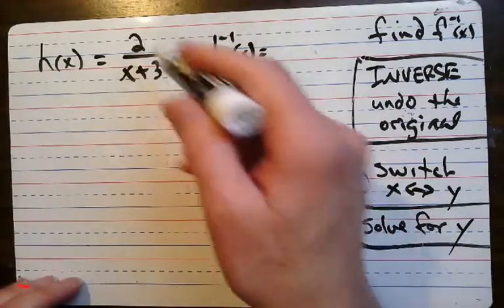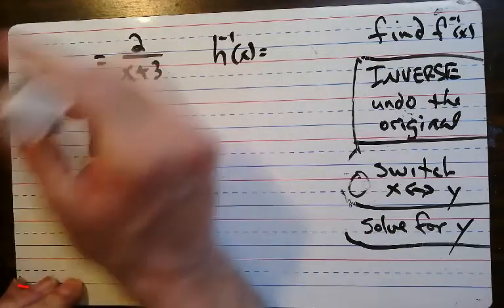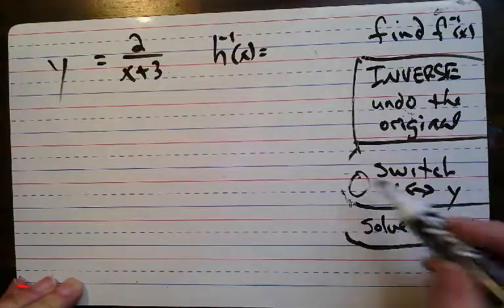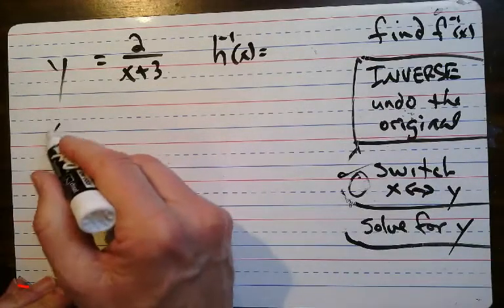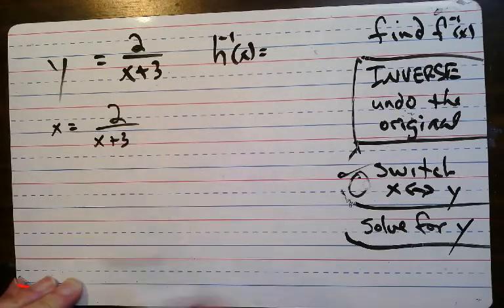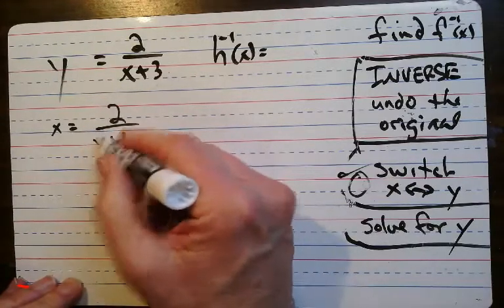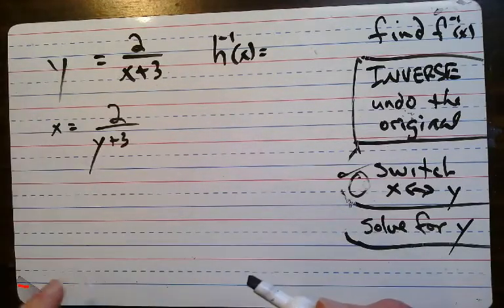So, first thing, we know that this is really y equals, so we'll just write it like that. Y equals that. First step, switch the x and y. X equals 2 divided by y plus 3. Now then I have to solve for y. How do I do that?